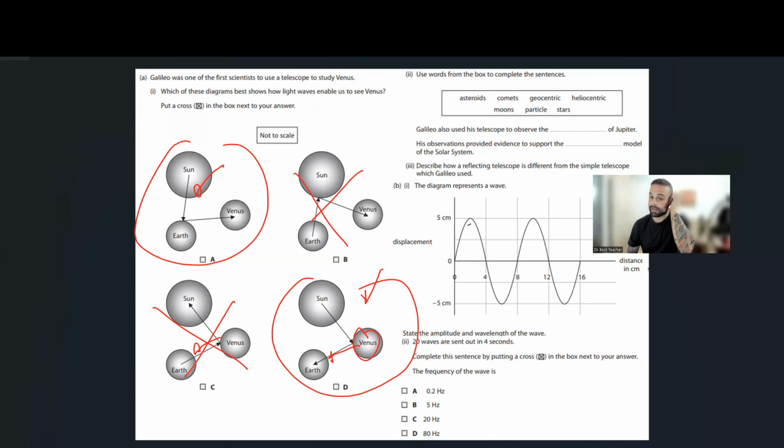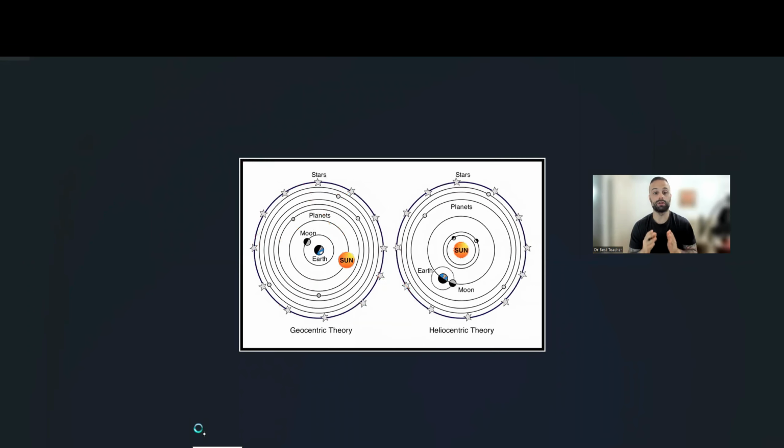So Galileo used a telescope to observe the moons of Jupiter. Now, this is really important. There are two types of models: the heliocentric and the geocentric model. The geocentric sounds like geology, the Earth. So the Earth is in the center. That's what the geocentric model sounds like. So we are all special. Geo means Earth. So what his evidence provided support for was the heliocentric model.